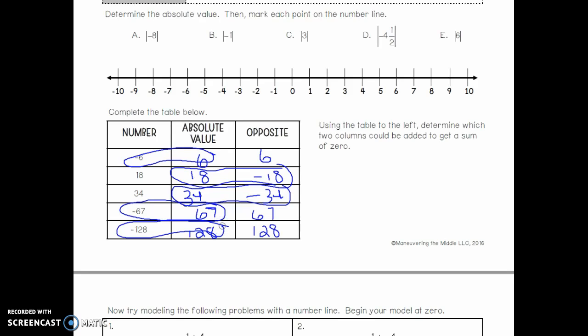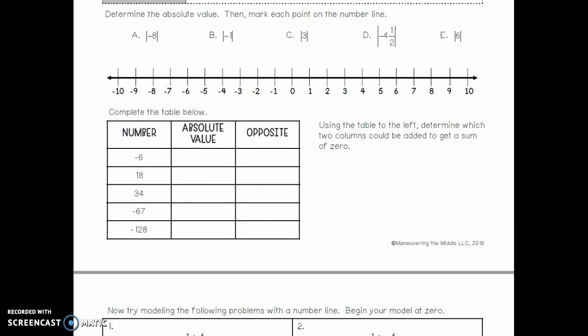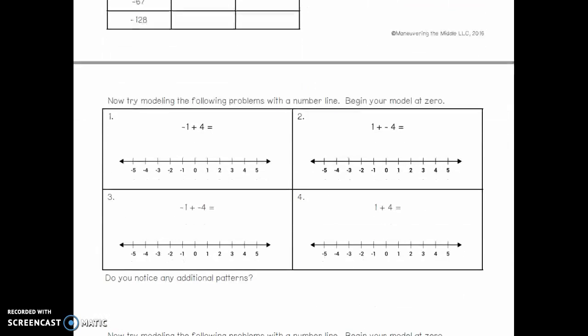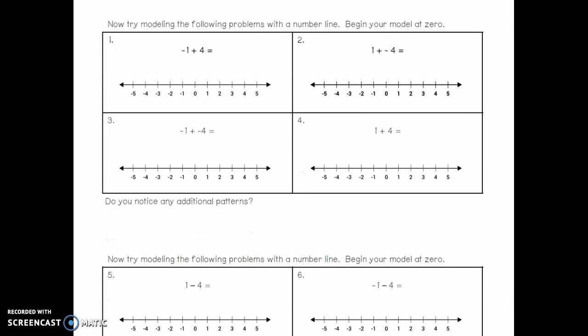Once you've circled those, I'm going to move the screen down, so you might have to pause, and I'm going to erase the screen, and we're moving down to practice. It says, now try modeling the following problems with a number line. Begin your model at 0. I'm going to use blue, and it says start at 0, and the first number we have here is negative 1. So I'm going to start at 0 and make a little arrow to negative 1.